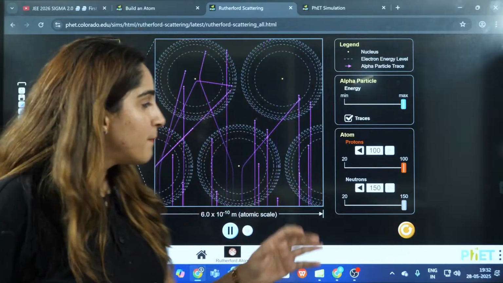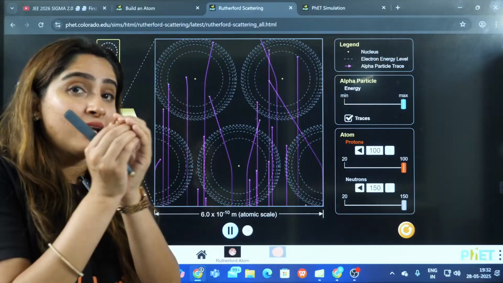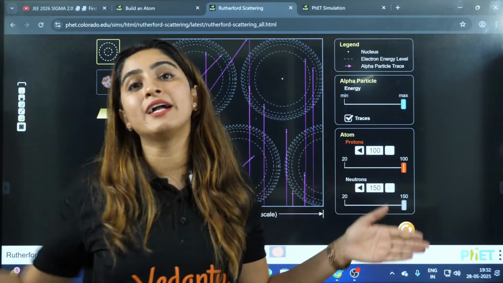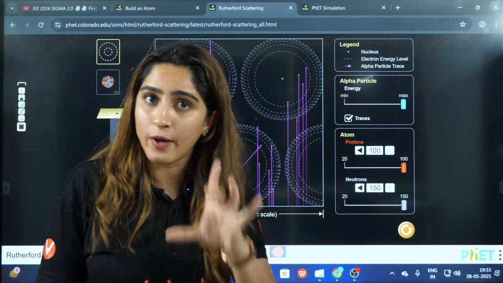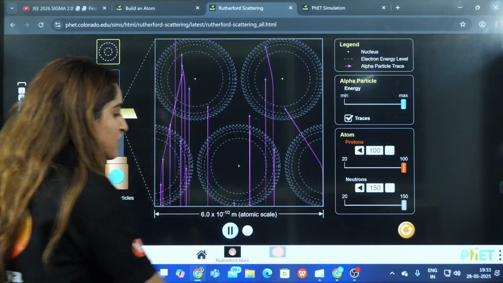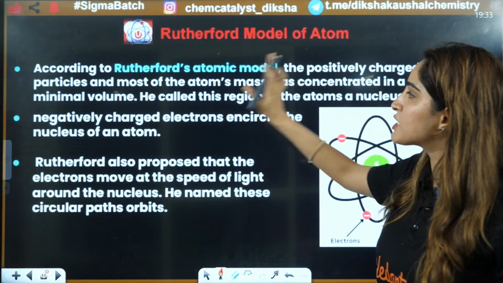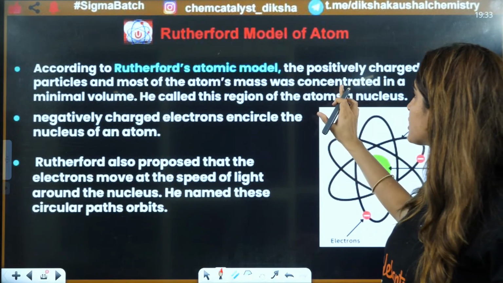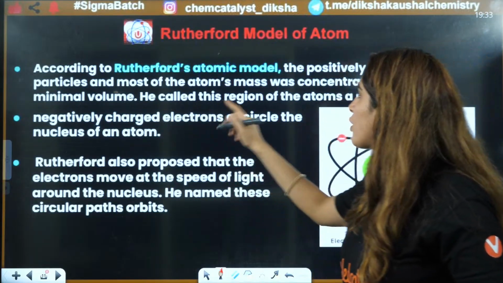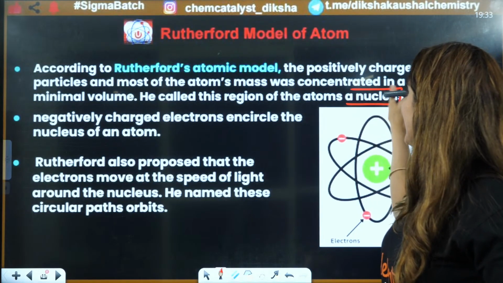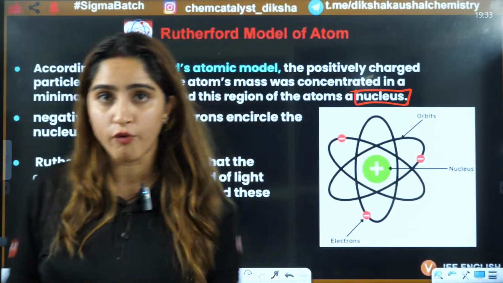The reason is because this positive charge is very small. But if you strike there, it is so dense that it will bounce back the alpha particle. Okay, so those are the observations as you can see here. According to Rutherford, the positively charged particles and most of the atom's mass are concentrated in the minimum volume, that is the nucleus. He called this region the nucleus. And if someone asks you who discovered the nucleus, Rutherford.